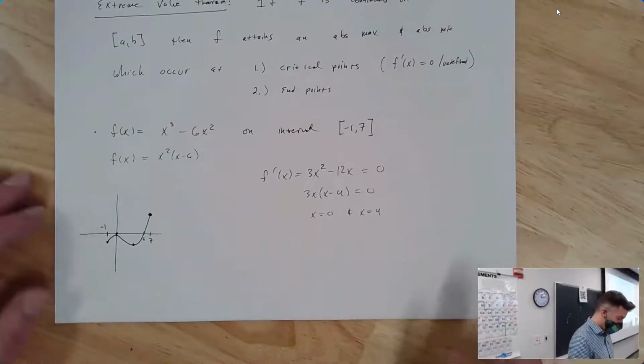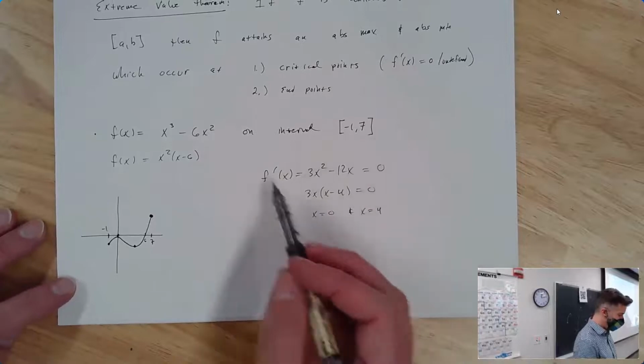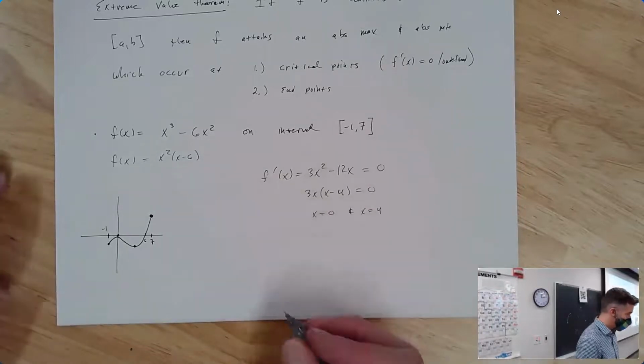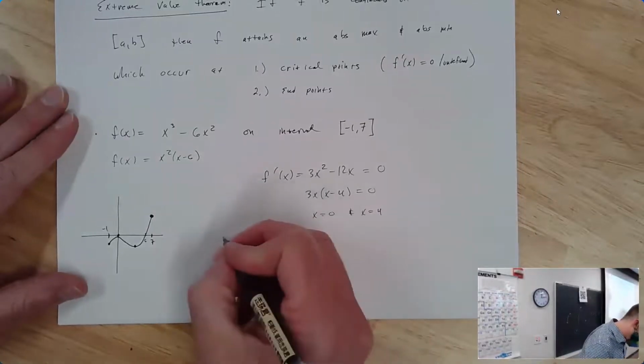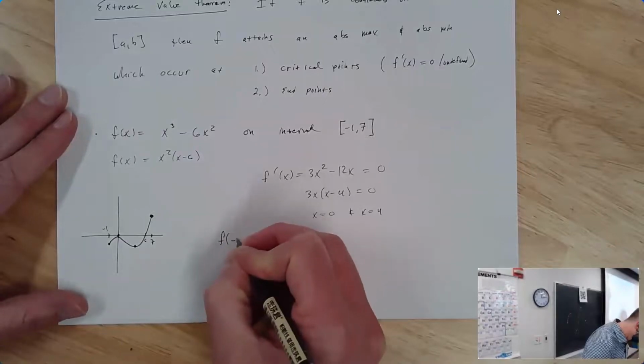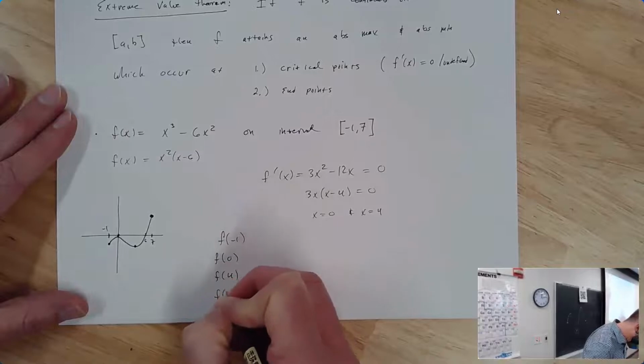So now I'm going to take my critical values and my endpoints and then plug each of those into the original function. I'm not using the number line. I'm not seeing where it's increasing or decreasing, right? Because I'm not talking about relative or local extrema. I'm talking about absolute. I just want to know what thing is the biggest, which has the biggest function value, and what thing is the smallest. So I'm going to look at f of -1, f of 0, f of 4, and f of 7.